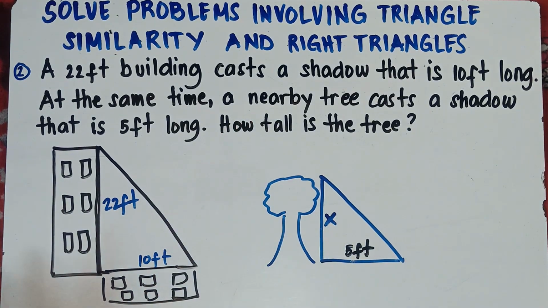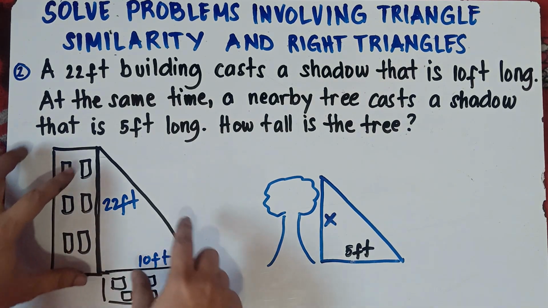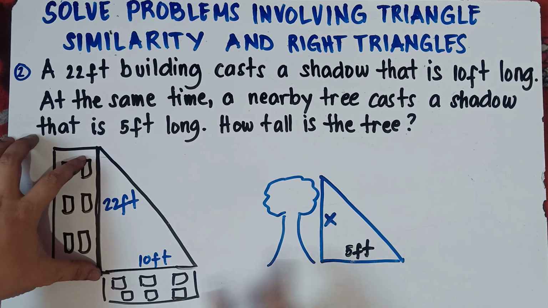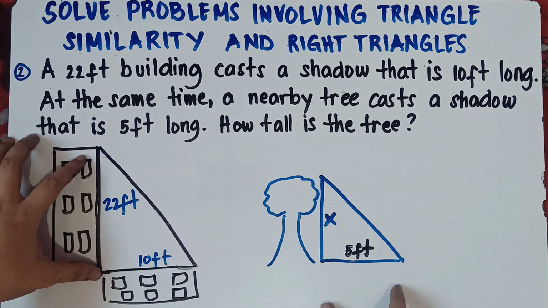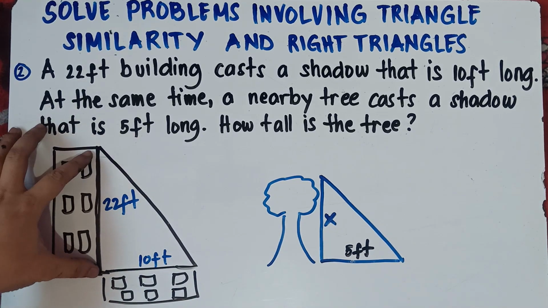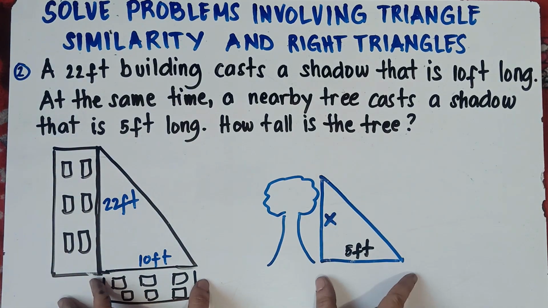As you can see, class, based on this given illustration, we have the building. It casts a shadow that is 10 feet. And we have a tree nearby. It casts a shadow that is 5 feet. Based on this illustration, we have a triangle. Now, if these triangles are similar triangles, we can create a proportion. The ratio of this side over this side will be equal to the ratio of this side over this side.